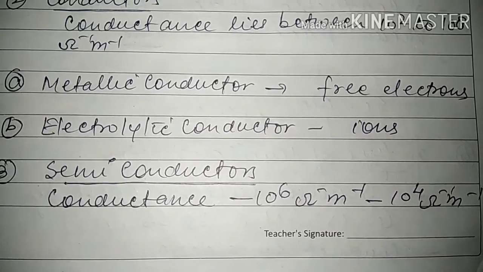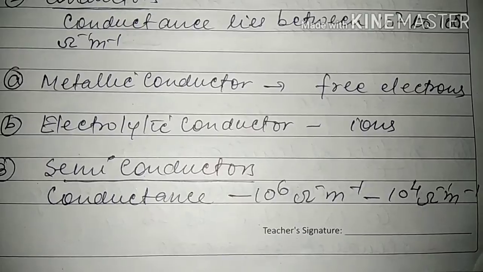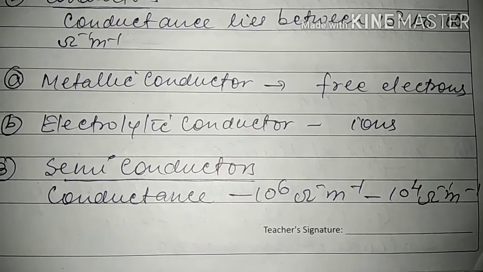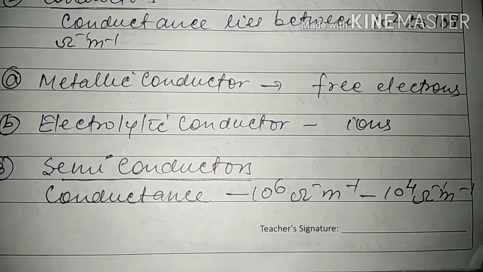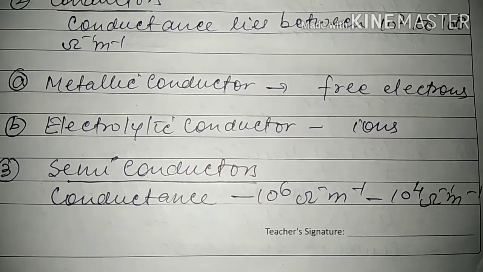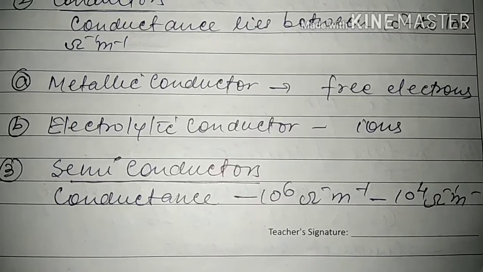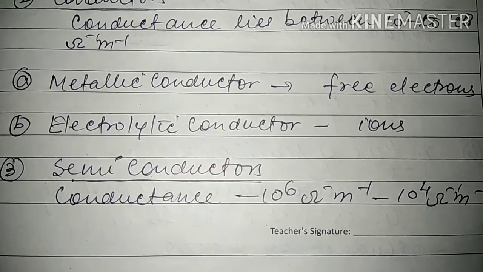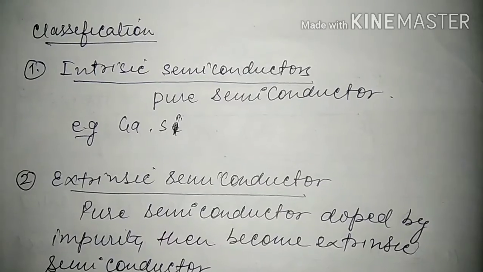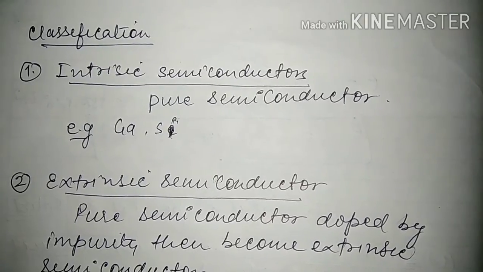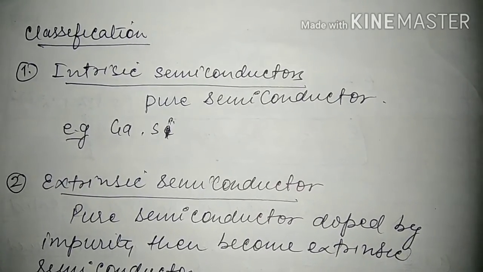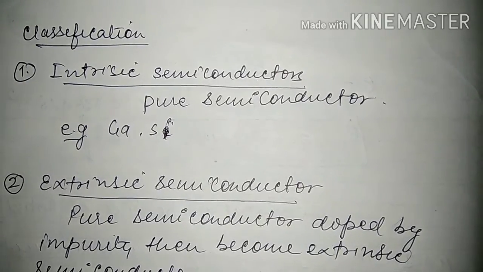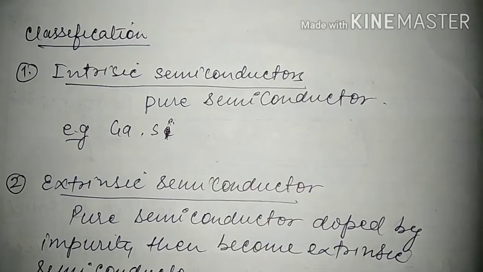Now semiconductors have a conductance value between 10^-6 and 10^4 per ohm per meter. Clear? And we know that semiconductors are materials like gallium, indium, silicon, etc. Now next, I am coming to the classification of semiconductors. First is the intrinsic semiconductor, which is a pure semiconductor like gallium and silicon.